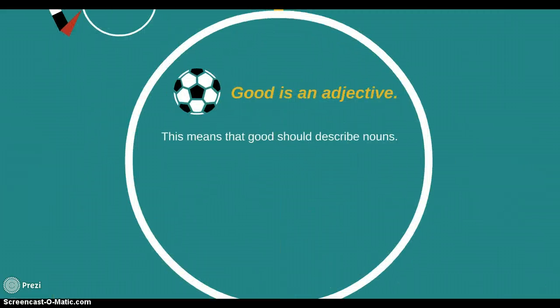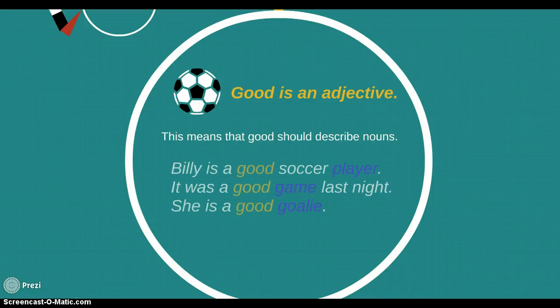So to start off with, good is an adjective. This means that good should describe nouns. Billy is a good soccer player. So we have the noun player and we have the adjective good that describes what kind of a player he is, a good player. It was a good game last night.